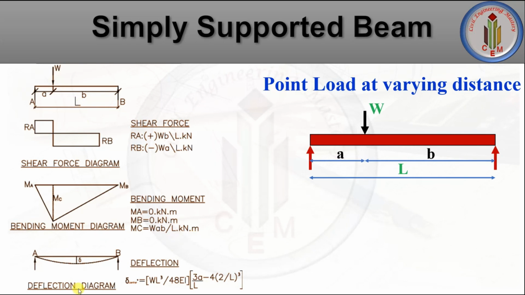Next one is deflection. Deflection is similar to the previous case, but the formula will be different. WL cube by 48 EI. Along with that, we need to add this 3A divided by L minus 4 into A squared by L cube.